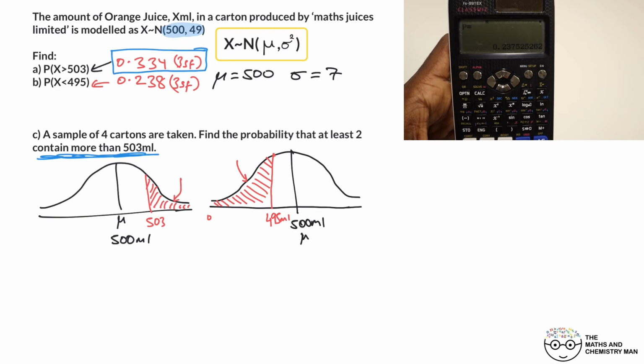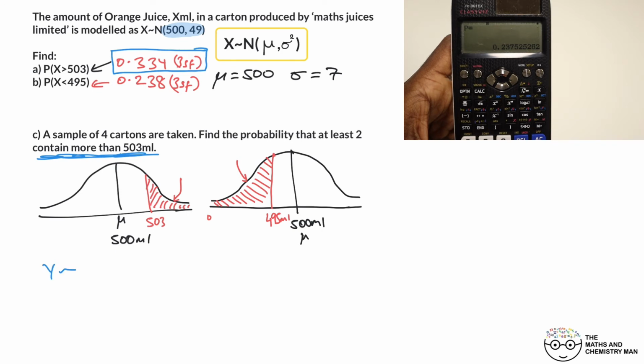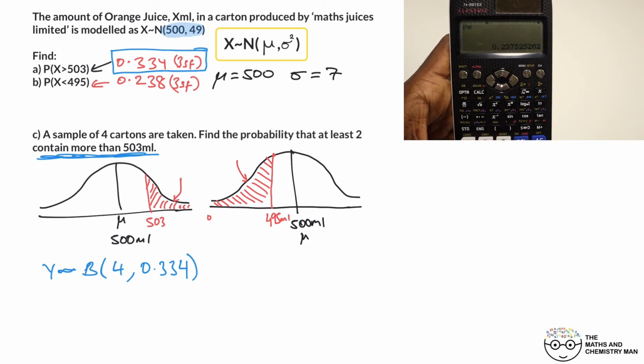And the next thing we'll need to realize is, to solve this problem, we actually need to write a binomial distribution. So here's what we're going to go with. We're going to say that this variable now, we'll call it Y, is binomially distributed, where there are 4 cartons, and the probability of containing more than 503 mils is 0.334. Awesome. And now what are we looking for? We're looking for the probability that at least 2 contain more than 503. So we're looking for the probability that X is greater than or equal to 2.